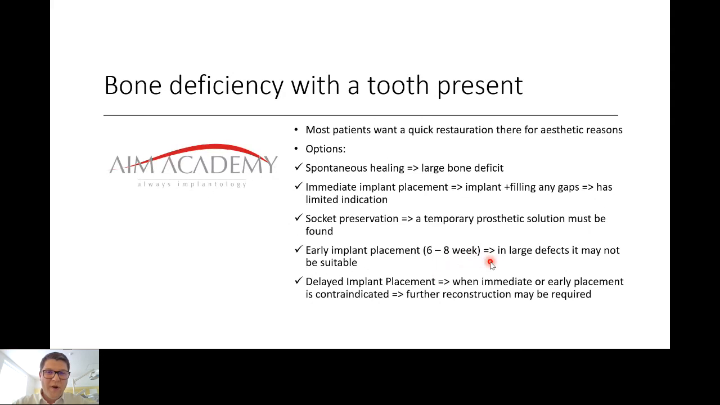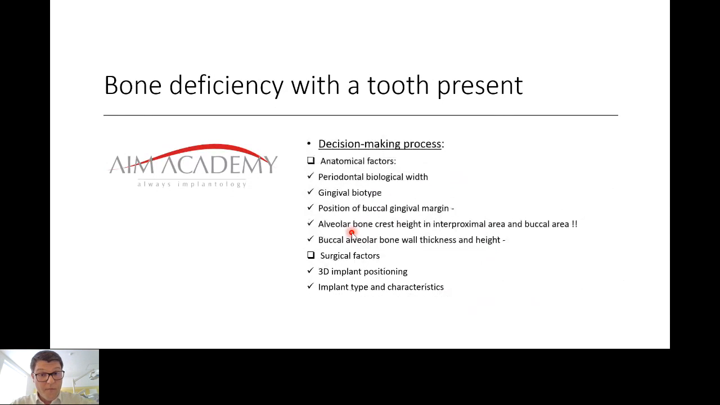But this is a problem when we have large defects, because in 6 to 8 weeks it is very probable that there will not be enough bone to put an implant and to have primary stability in that region. So another option is delayed implant placement. Well, in this case, we'll need a temporary prosthodontic reconstruction there, and we'll most likely need further reconstruction if we do not do at least socket preservation in that area. So we have to decide what to do. So the decision-making process has some steps.